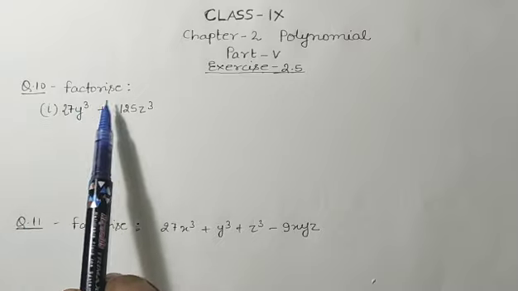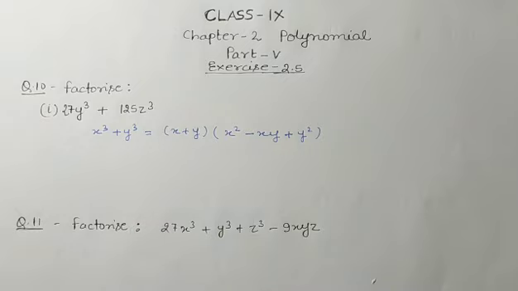So firstly students, we will think about which identity this question is based on. It is like x cube plus y cube. Here it is given y cube plus z cube. So what is the formula of x cube plus y cube? It is (x plus y) in the first bracket and in the second bracket x square minus xy plus y square.